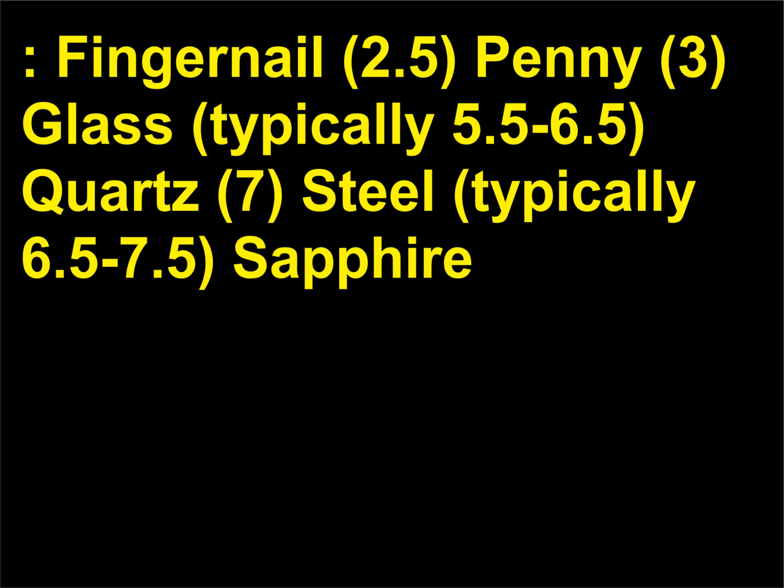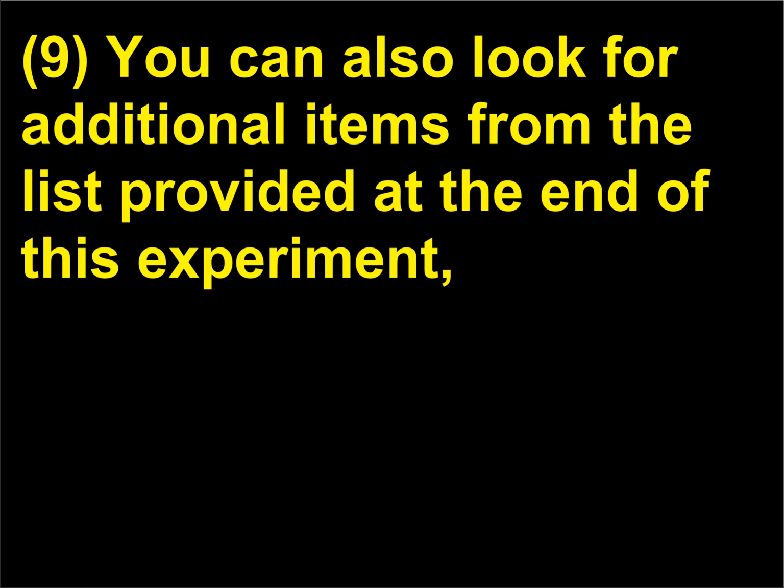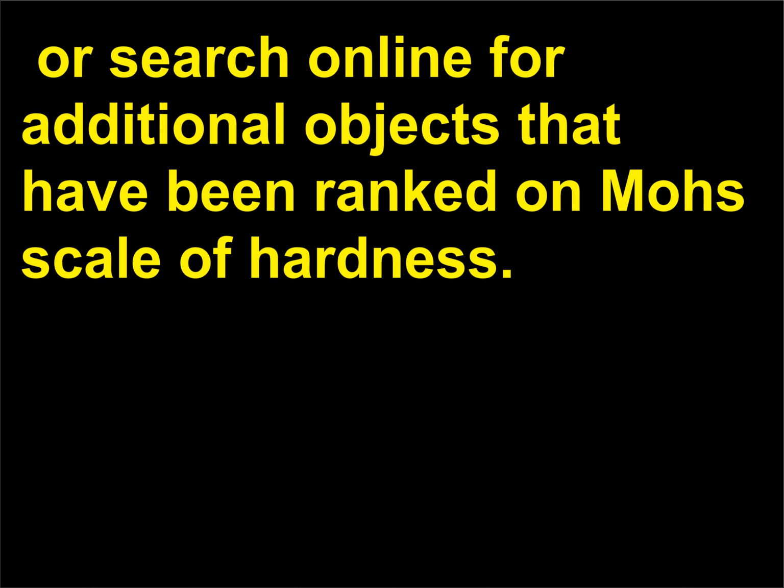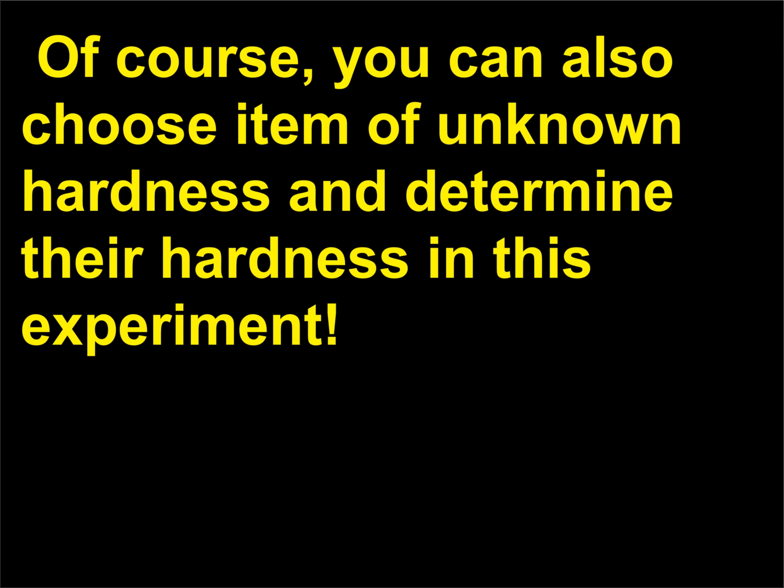Fingernail, 2.5; penny, 3; glass, typically 5.5 to 6.5; quartz, 7; steel, typically 6.5 to 7.5; sapphire, 9. You can also look for additional items from the list provided at the end of this experiment, or search online for additional objects that have been ranked on the Mohs scale of hardness. Of course, you can also choose items of unknown hardness and determine their hardness in this experiment.